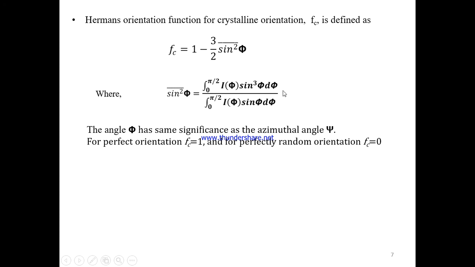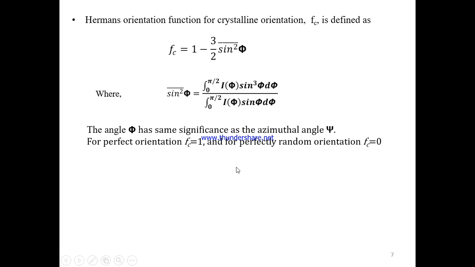You need not mark up this equation. There is a derivation, but that is out of the scope of the syllabus. You need not understand that at present. Now the angle phi has the same significance as the azimuthal angle psi. For perfect molecular orientation, the value of Fc will be equal to 1, and for perfectly random molecular orientation, the value of Fc will be equal to 0. So the value of Fc ranges from 0 to 1.